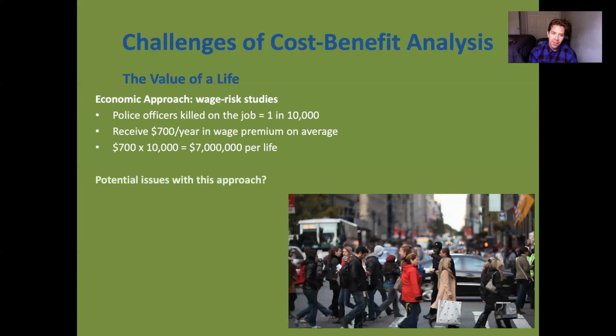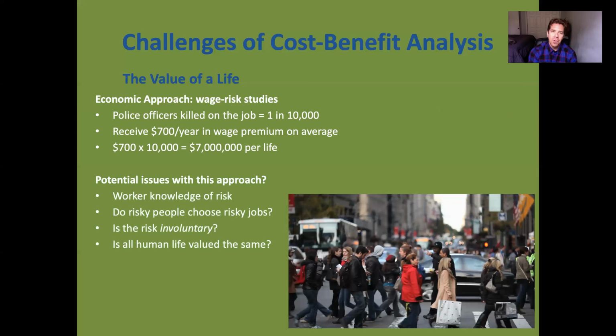Now, what are some potential issues with this approach, right? Well, one is, do workers know the risk that they're taking on, right? We can think of situations where many people take on risky jobs and they're not necessarily paid a wage premium, right? And this is particularly germane to the current shelter in place, right? Where we have a lot of what we call essential workers.